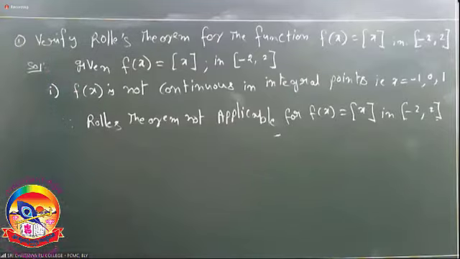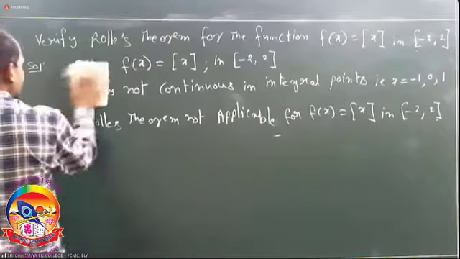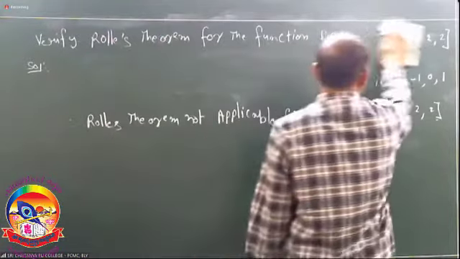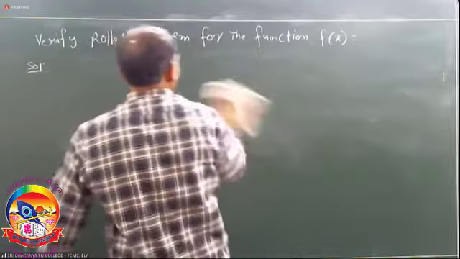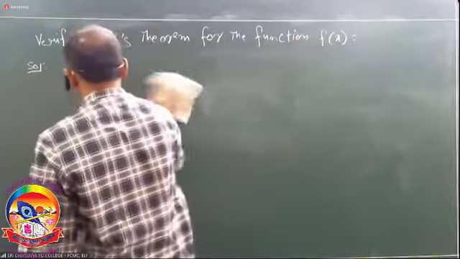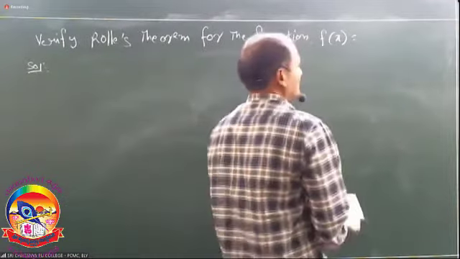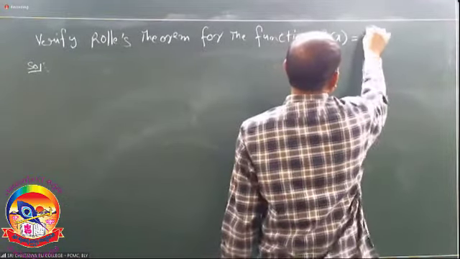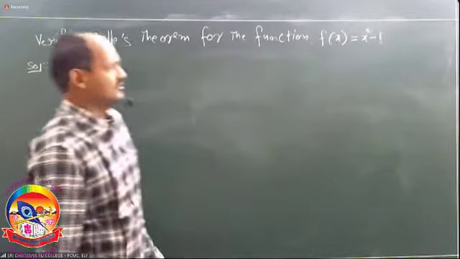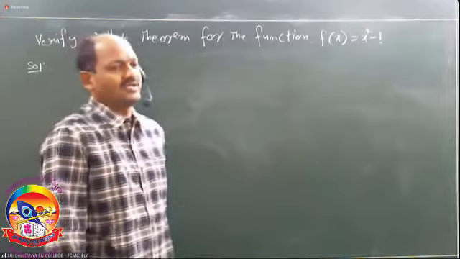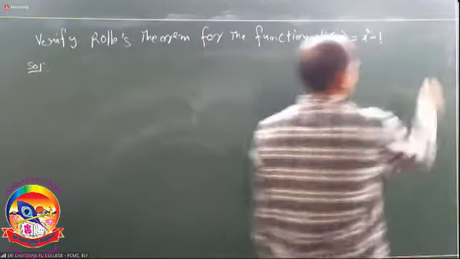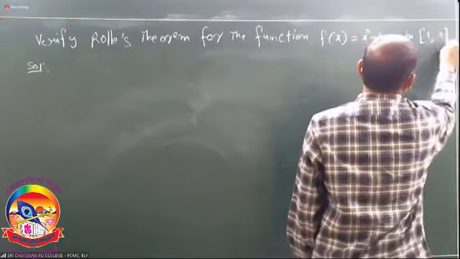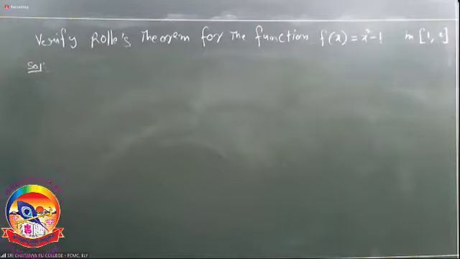Next, second question. Verify Rolle's theorem for the function f of x is equal to x square minus 1 in 1 comma 2. That means for x belongs to 1 comma 2.